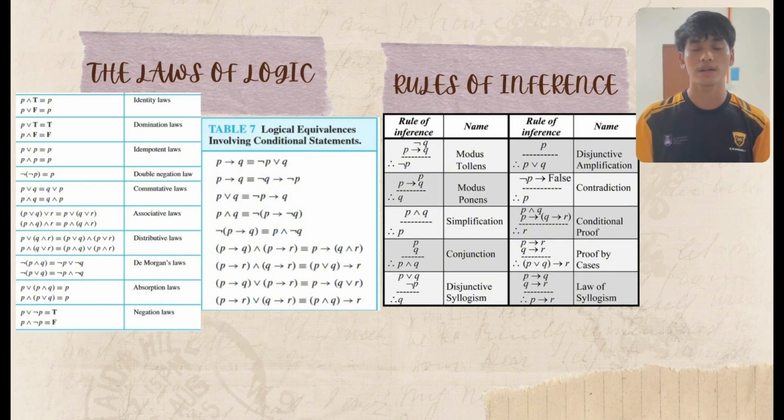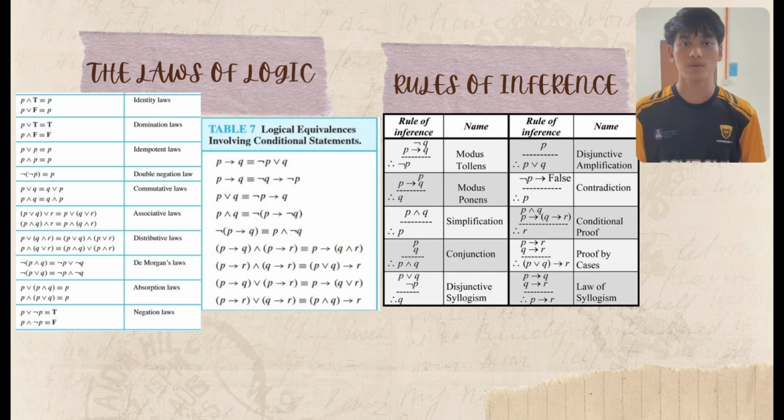As shown in the table, there are exactly 10 laws: identity laws, double negation laws, idempotent laws, and so on. And then we talk about rules of inference. First, modus tollens. If P implies Q, and Q is false, then P must also be false. Modus ponens, if P implies Q and P is true, then Q must be true.